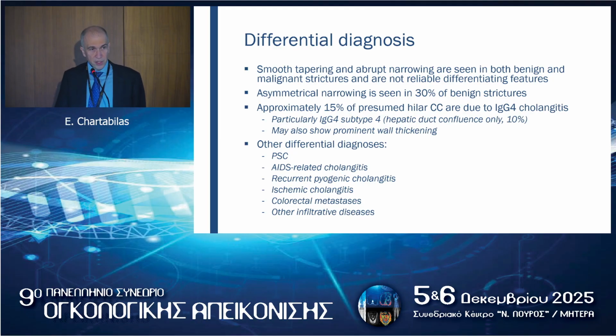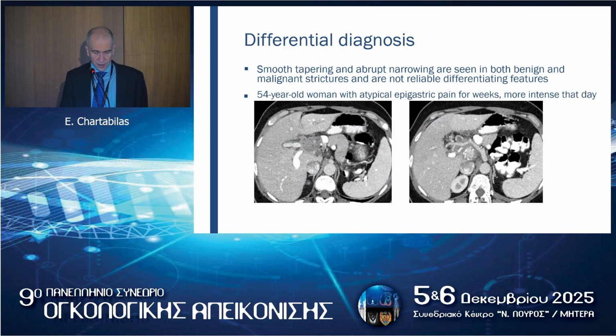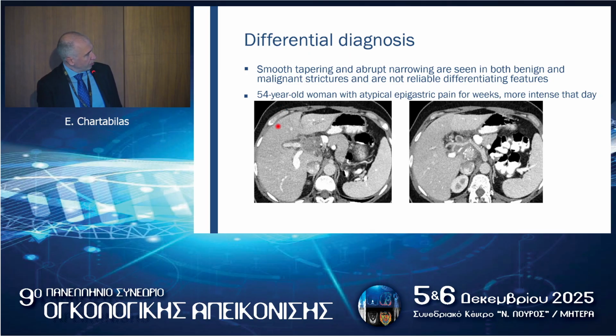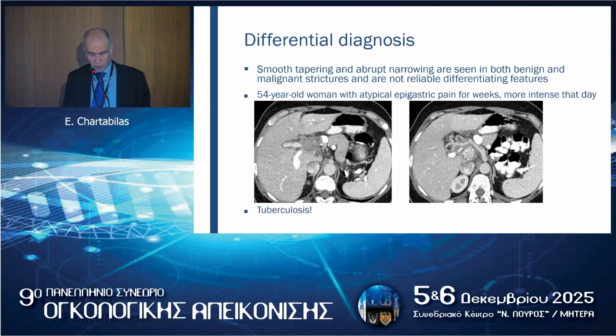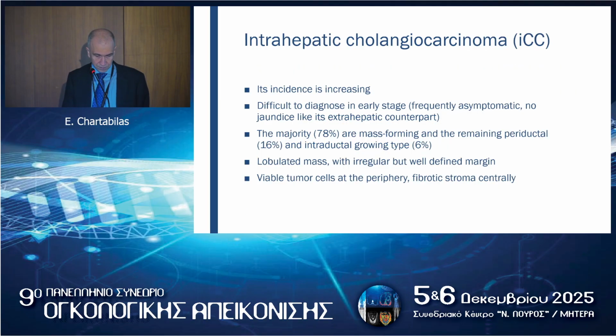Other differential diagnoses: primary sclerosing cholangitis, age-related cholangitis, recurrent pyogenic, ischemic, colorectal metastasis, and other infiltrative disease. This is a case of a 54-year-old woman with atypical epigastric pain for weeks. You see here there is a mass in the hilum with extensive perivascular involvement, extension. So this proved to be tuberculosis, luckily for the lady.